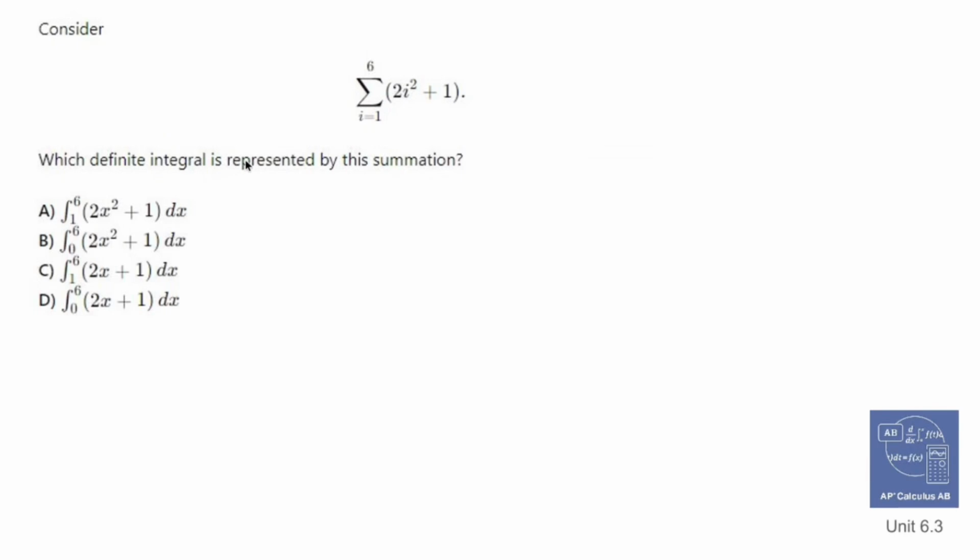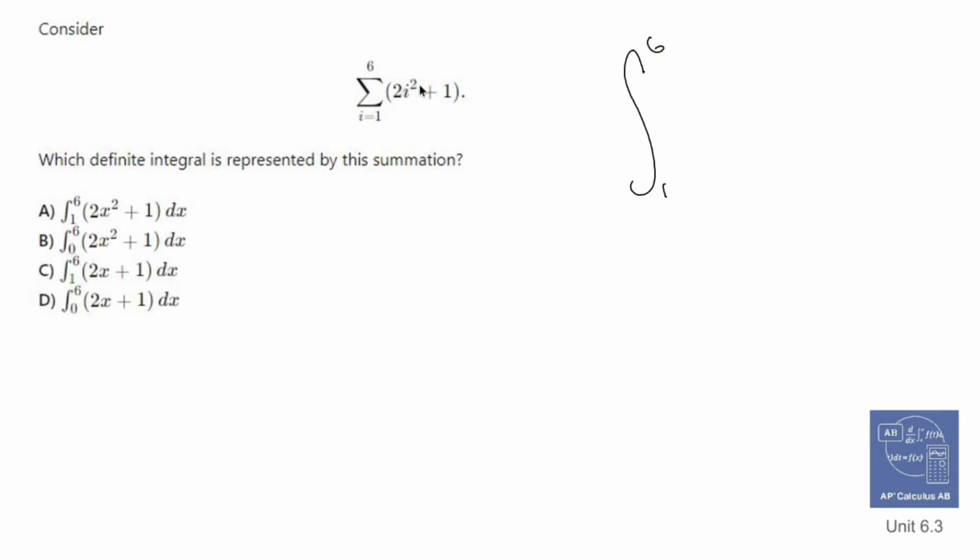Which definite integral is represented by this summation? Well, this is summation notation, and basically it takes the idea of Riemann sums, adding up a bunch of areas, and turns it into an integral, which is supposed to look like that. Since we start at 1 and end at 6, we start at 1 and end at 6.